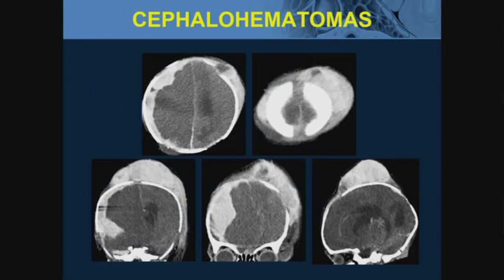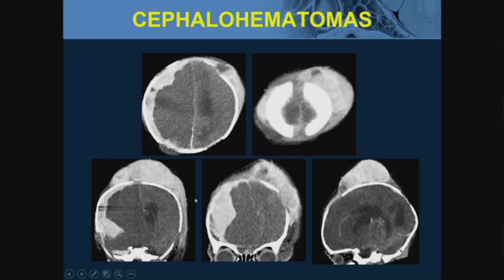Even large cephalohematomas, and here look at this example of an abused infant. Obviously stuff is going on intracranially. We're not going to talk about that right now, but look at this hematoma. It's an enormous cephalohematoma, but it's only covering one bone, and it doesn't cross the midline.